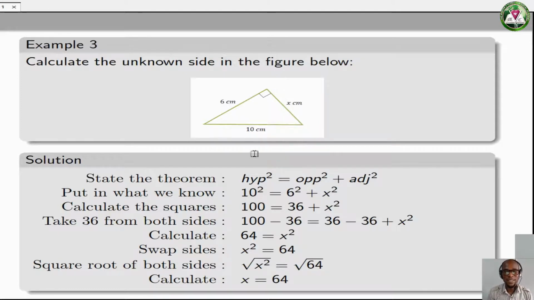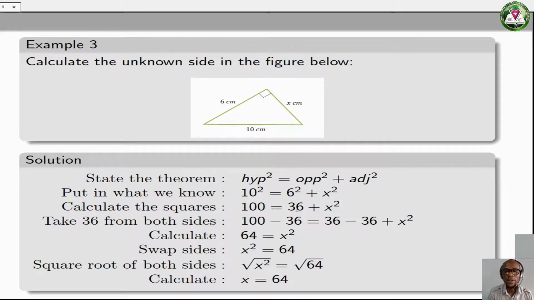So, put in what we know. Our hypotenuse is 10 centimeters, so we take the square. 10 squared equals 6 squared, since one side is 6 centimeters, plus the other side is x centimeters, so its square is x squared. So let's calculate the squares. 10 squared is 10 times 10, which gives 100, equals 6 squared, which is 6 times 6, which gives 36, plus x squared. Remember, what we're looking for is x, so we have to make x stand alone.